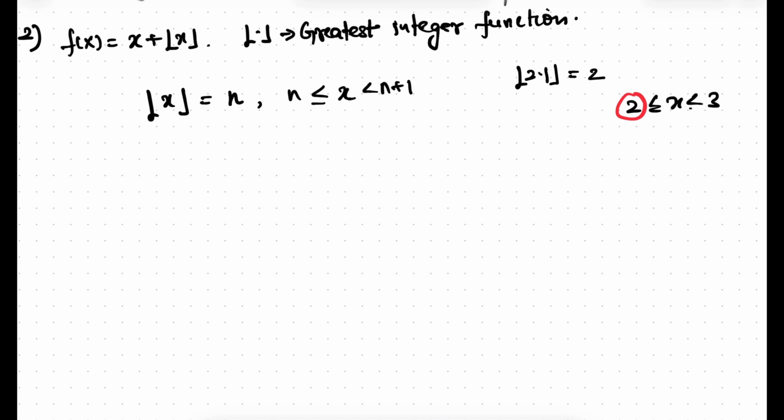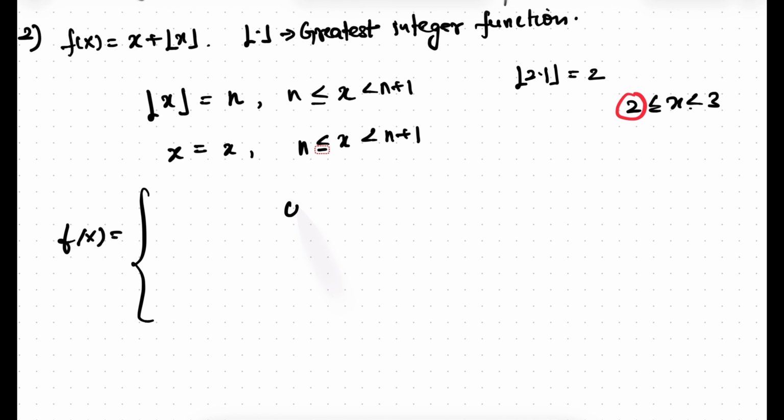Now I'll simply write your x function as well. So your x is going to be x itself whenever x takes between n and n plus 1. Now, in order to write this in your piecewise form, let me take around 3 points. So let's say we'll take 0 to 1, 1 to 2, 2 to 3, right?